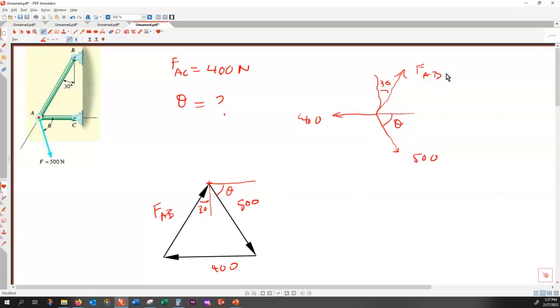So if this is 400, this is FAB, the angle between them is 60 degrees, right?